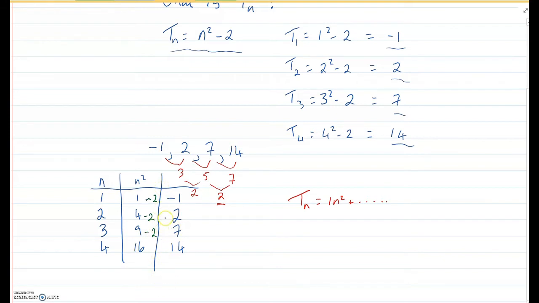So that's the pattern. That's what you're finding. When you have a nice simple pattern like that, you basically know what Tn is. So Tn is n squared take away 2. And that's it. Tn in this case is n squared minus 2, which we know is right because that's what we started with up here. So that allows you to find Tn without doing simultaneous equations.